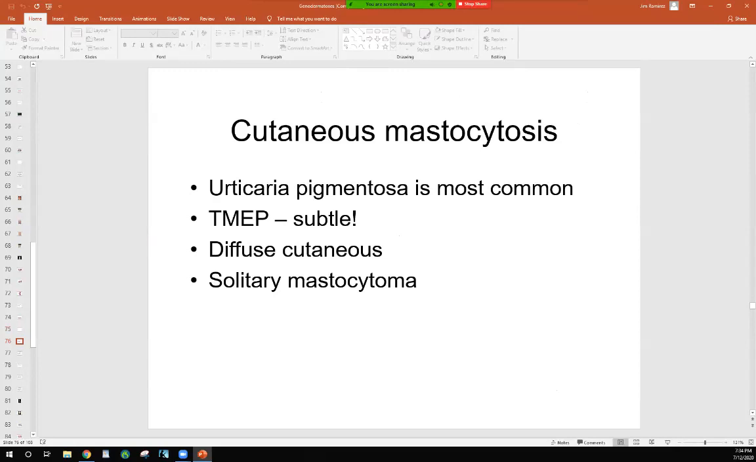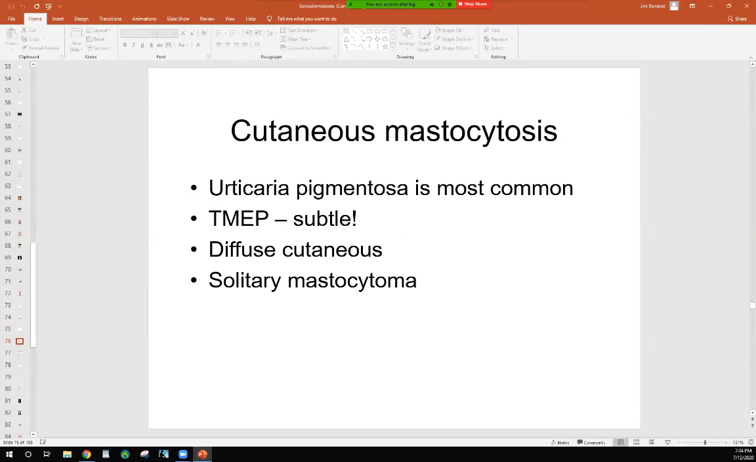All right, so let's go on to mastocytosis. I'm going to be talking about just the cutaneous mastocytosis. Here we see some of the variants. We have urticaria pigmentosa, which is the most common. But to be honest with you, the one we probably see most often biopsied is TMEP, telangiectasia macularis eruptiva perstans.